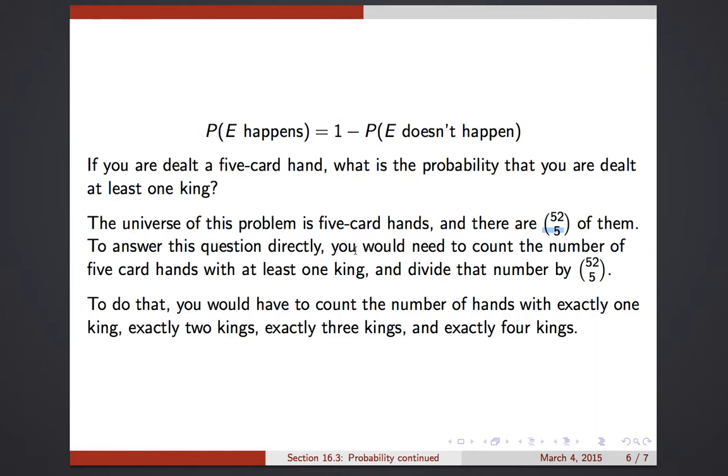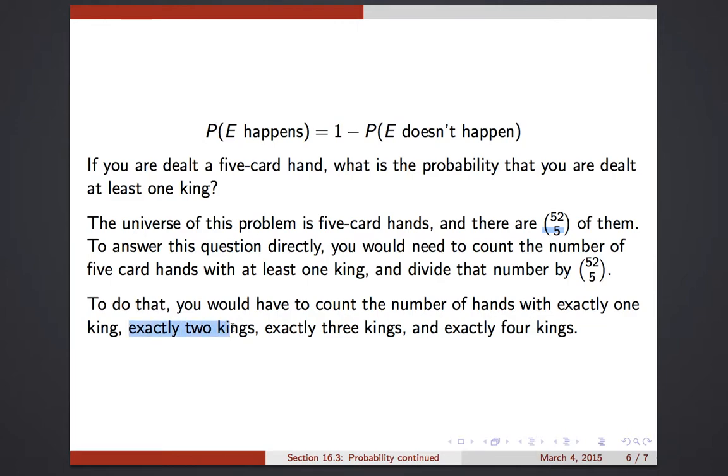That is not a trivial exercise. One thing you could do is count the number of hands with exactly one king, exactly 2 kings, exactly 3 kings, and exactly 4 kings. Right? You could break it into those 4 cases and then add those all up. So having at least one king is the same thing as adding the number with exactly 1 king to exactly 2 kings to exactly 3 kings to exactly 4 kings. But it's actually really not that easy to count.